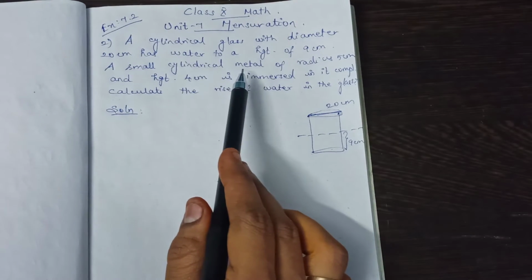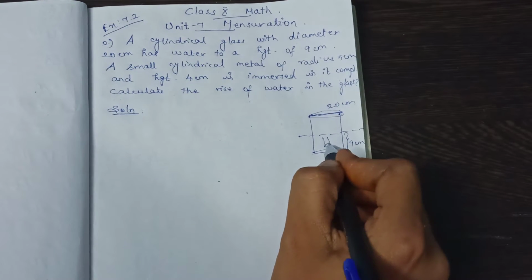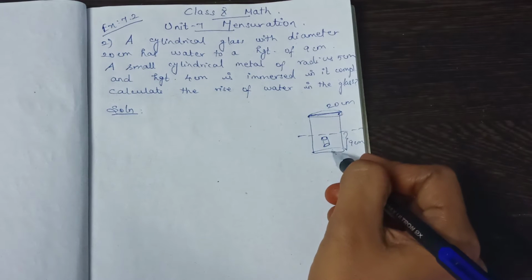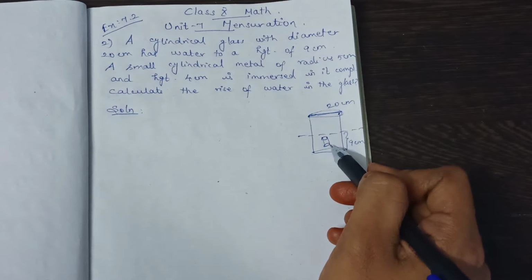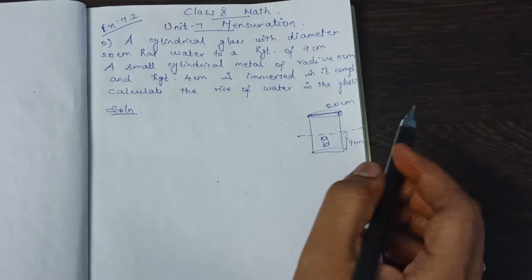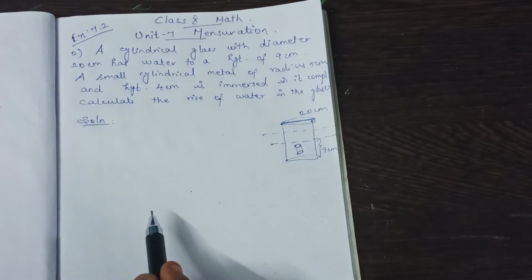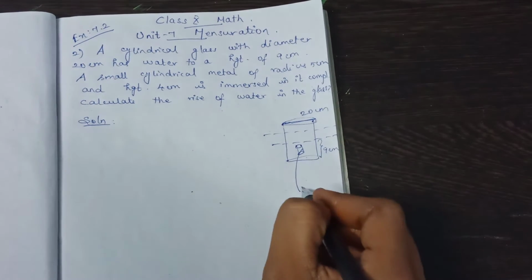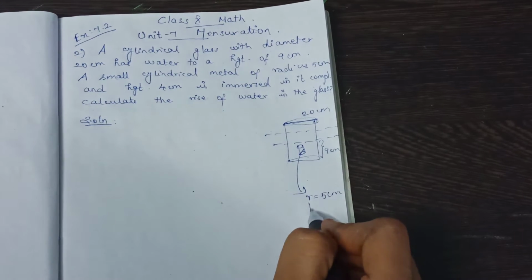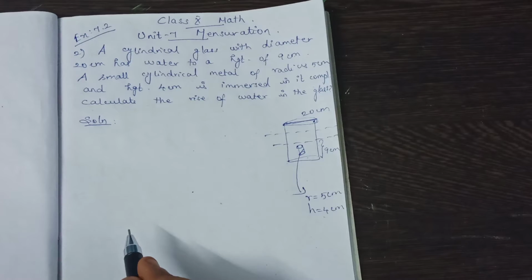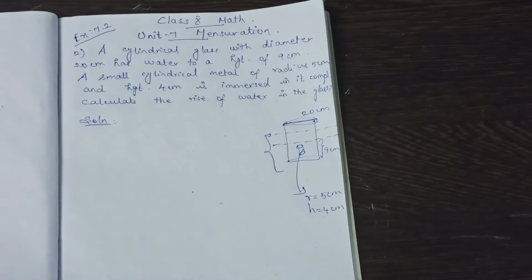Now a cylindrical metal is immersed in the glass. So let us take one cylindrical metal. Now this is placed inside the glass. So when we place a cylindrical metal inside a glass, we know that the water level will get raised. Now for this metal, radius is given to be 5 centimeter and height is given to be 4 centimeter. Now what is asked? We have to find the rise of water in the glass. That means this height we need to find.